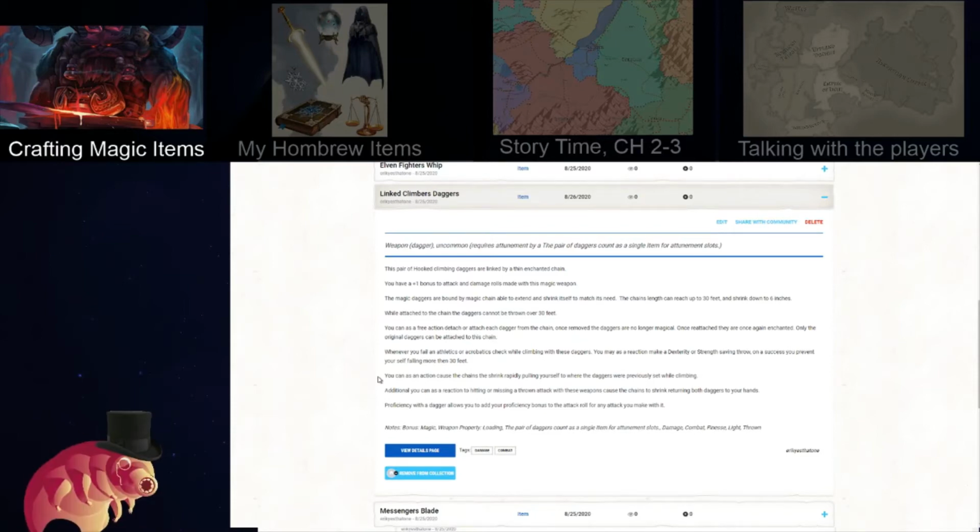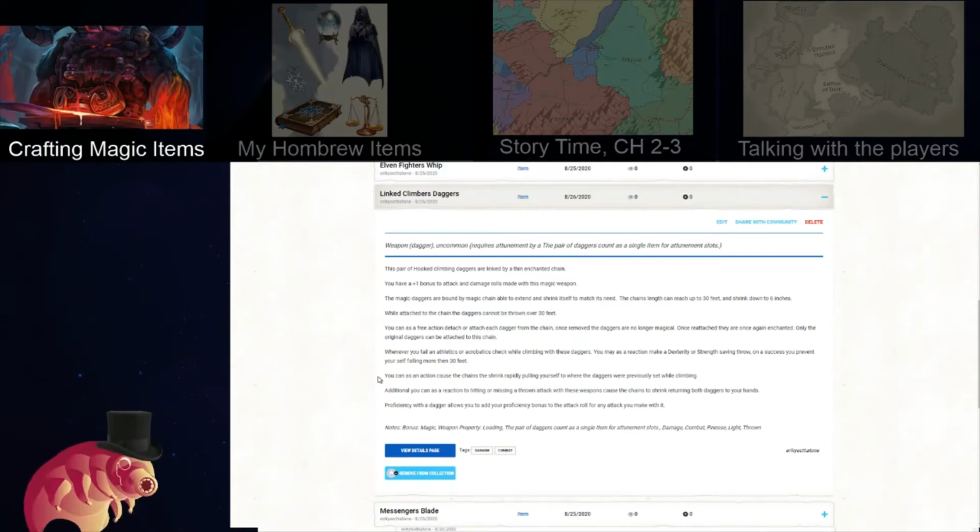Whenever you fail an athletics or acrobatics check while climbing while using these daggers, you may, as a reaction, make a dexterity or strength saving throw. On a success, you prevent yourself from falling more than 30 feet. You may also, as an action, cause the chains to shrink rapidly, pulling yourself to where the daggers were previously set while climbing.